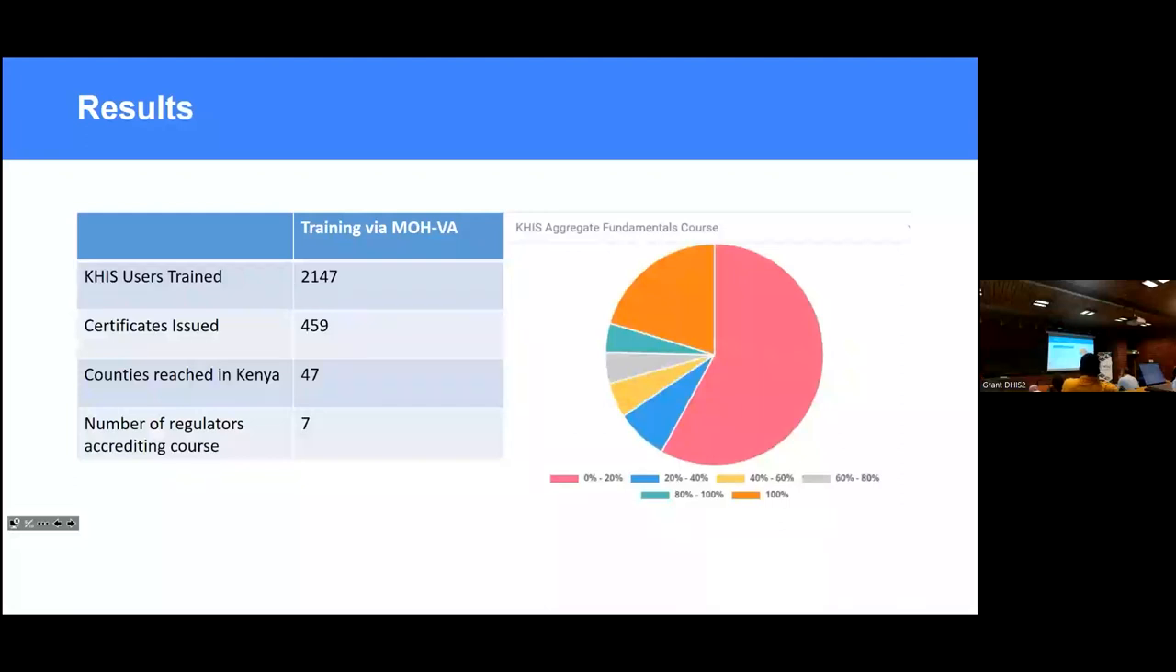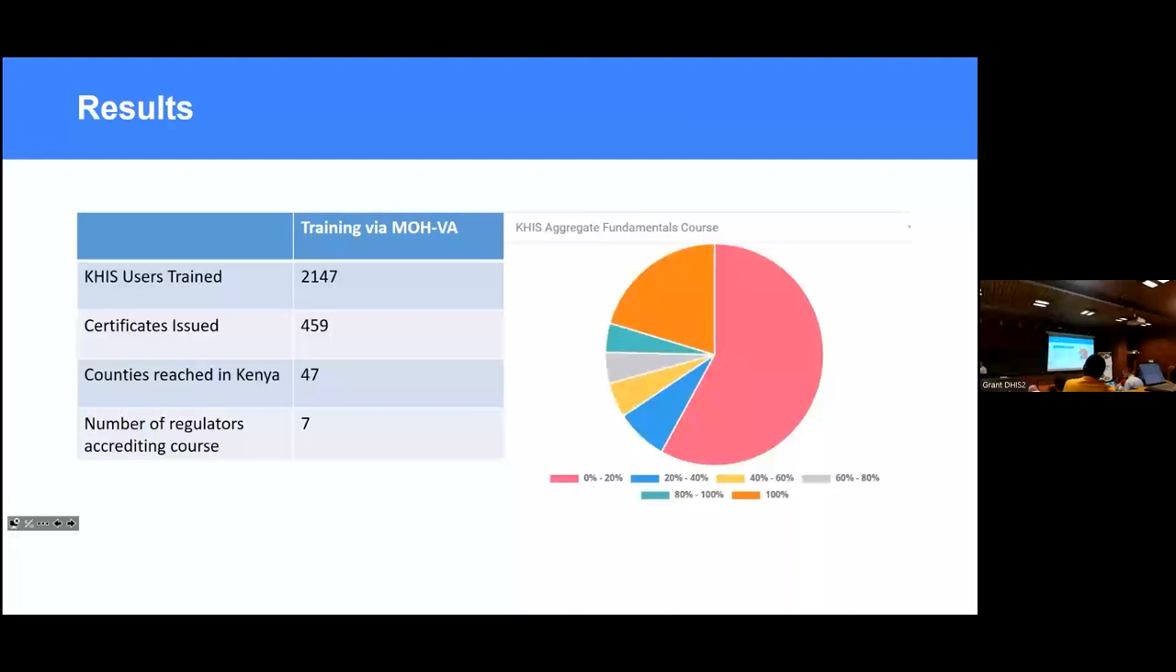Yes, so after implementing the e-learning mode of training for some time, we saw the results. Initially, training through face-to-face, we were not able to reach most of the people, especially in the remote areas. I think we were able to train less than 30 counties across the country, and there was high turnover of the trainees. You train somebody today, they are transferred to another area the next day. So the e-learning mode has helped us to reach a wide audience.